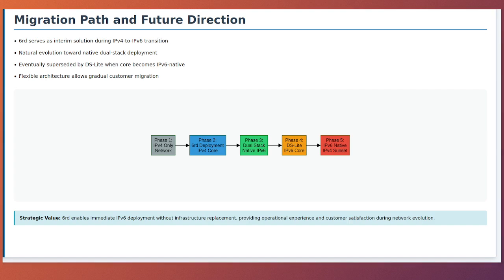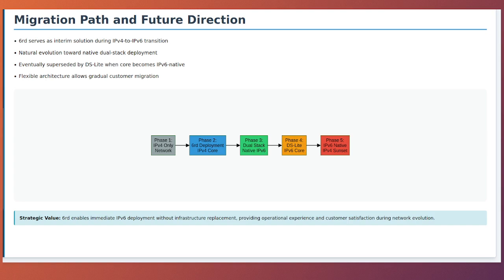6RD is most valuable during the middle phase of IPv6 adoption. In the very early stages, when an ISP has no IPv6 deployment at all, they might start with simpler solutions or focus on upgrading key infrastructure first.